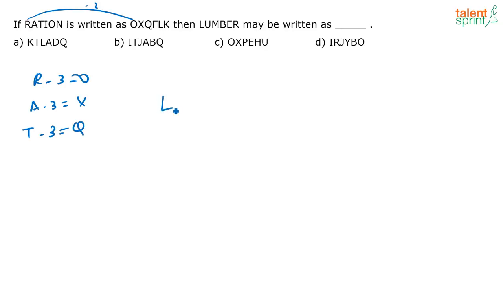Now you have to find out the code for lumber, L-U-M-B-E-R. See, the same pattern has to be followed here. Now here you know that R minus 3 is already O in the question itself, correct? See, R is coded as O. So in the word lumber, when you code, R has to be coded as O.